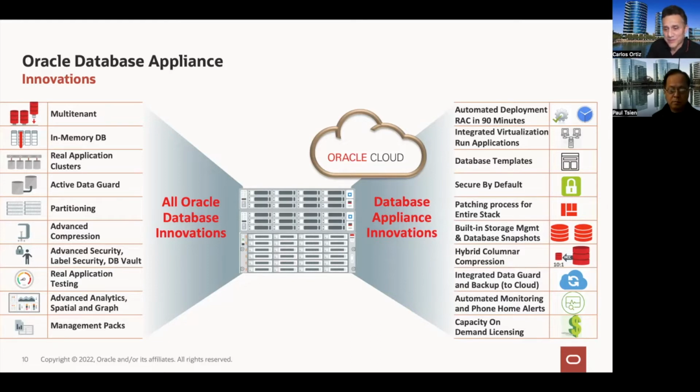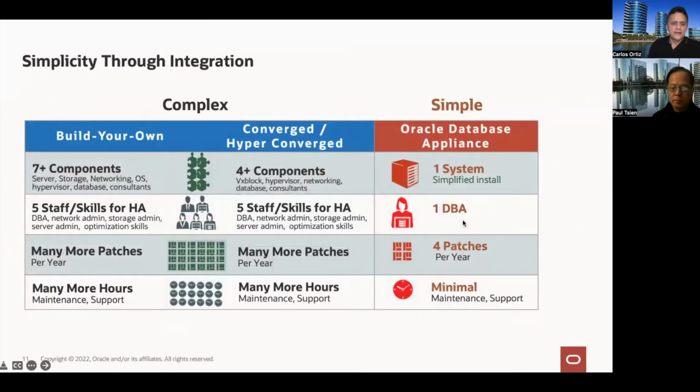Another one that I want to talk about is the integrated Data Guard and backup to the cloud also, right? That's all integrated in a simple way to use. And we're going to give you more details about that, right? Capacity on demand licensing allows you to just manage the number of cores that you want to activate to control your licenses. Right? And so as you can see, the primary goal through this integration is to provide simplification to manage your Oracle databases, right?